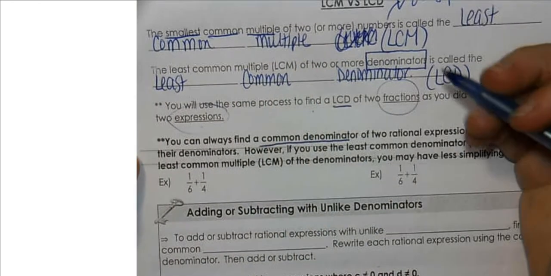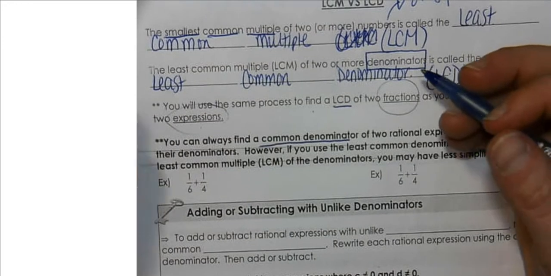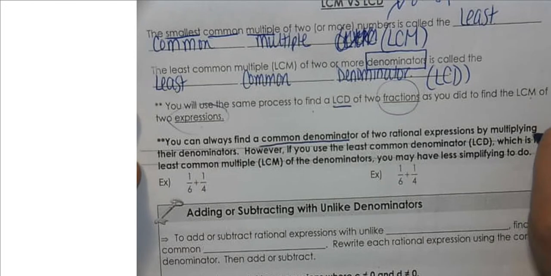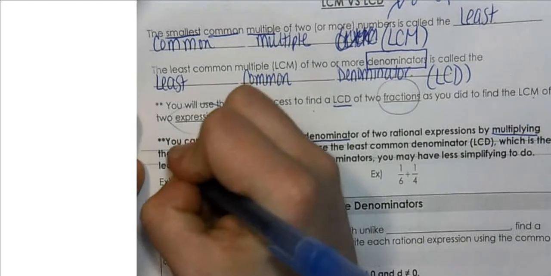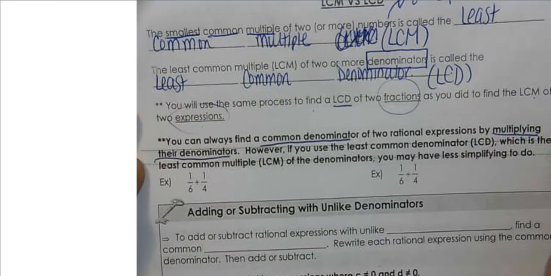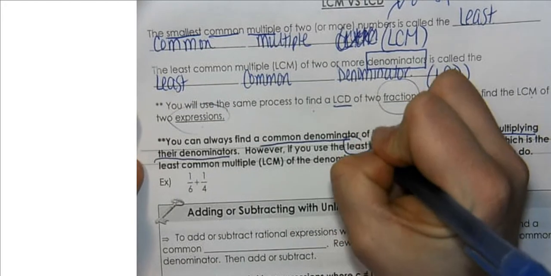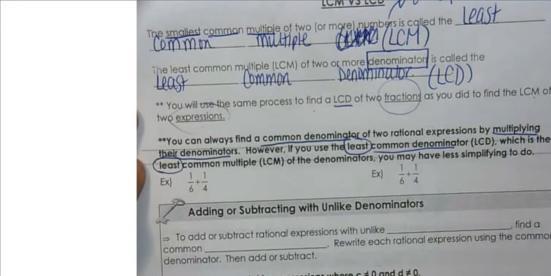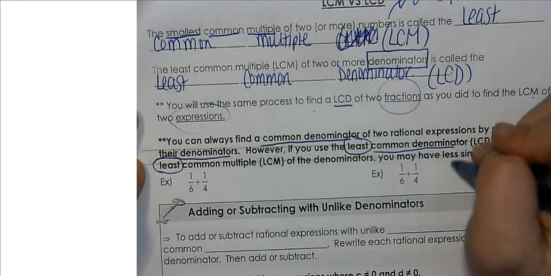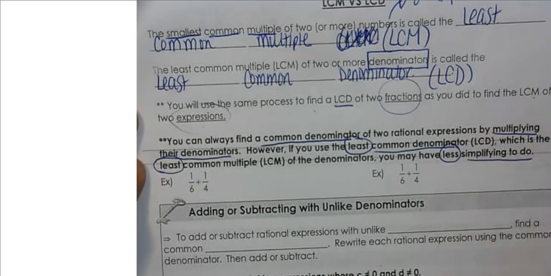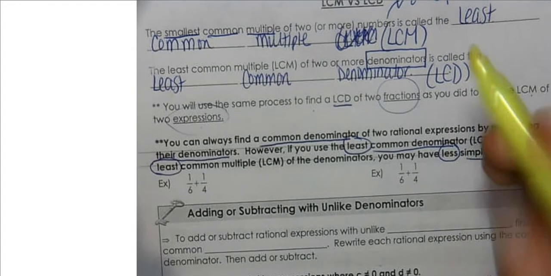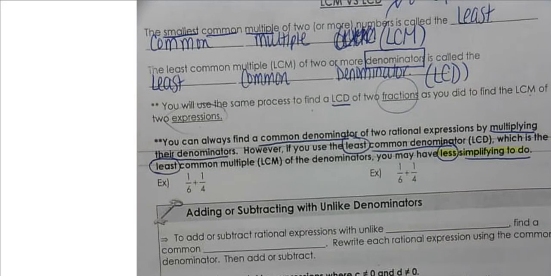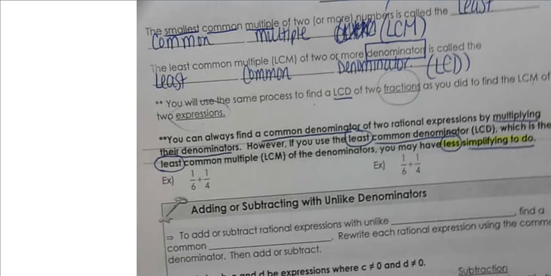It doesn't necessarily have the word least in there, but you can always find a common denominator of two rational expressions by simply multiplying their denominators together. However, if you use the least common denominator, which is the least common multiple of the denominators, then you will have less simplifying to do. And we are all about doing less work in mathematics. So I really do want you guys to work with that least common denominator.